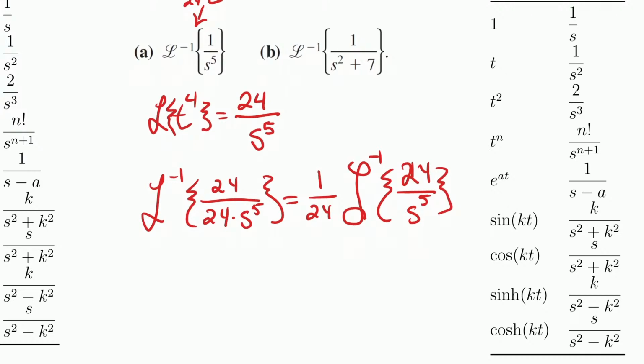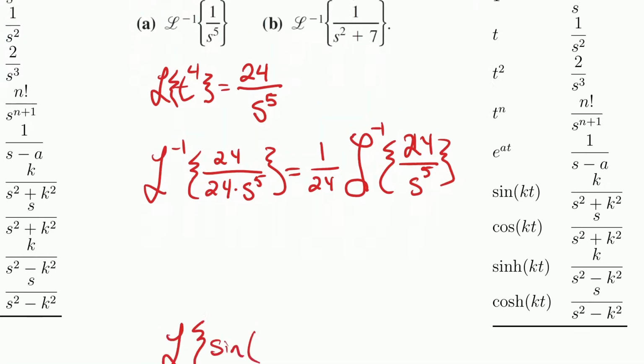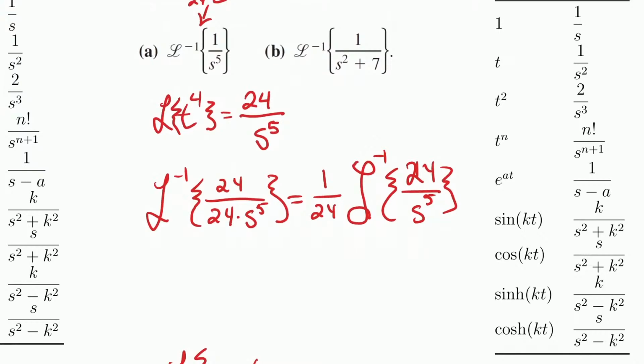Very nice. It's sine of kt. So this will be sine of kt. Let's go ahead and we'll do the same trick. We'll say, okay, if this is the Laplace transform of sine of kt, let's pick a... whoa, what am I doing? Sine of, let's see, what should k be?